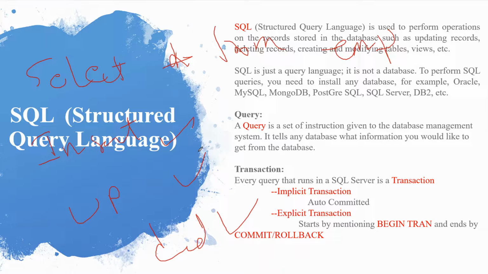Your query will tell us what information you are trying to load, what information you are trying to get from the database. Every query that runs in SQL Server is called a transaction, a business transaction. A transaction can be of two types: implicit transactions and explicit transactions. An implicit transaction is nothing but auto commit.